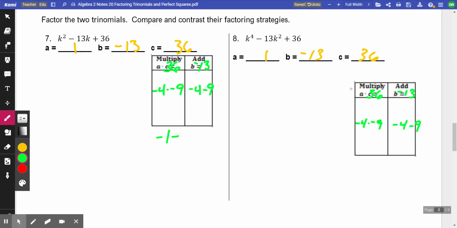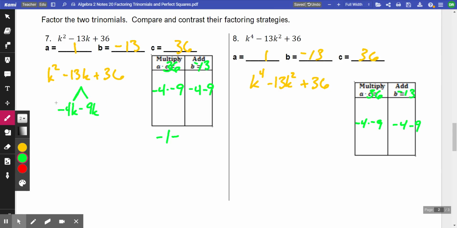Okay. So we have our two values we're going to use. We have a trinomial. We will split the middle. Let's go ahead and try that again. Over here we have k squared minus 13k plus 36. And here we have k to the fourth minus 13k squared plus 36. Split the middle is going to be the same idea in each setup. We have our negative 4k, our negative 9k.